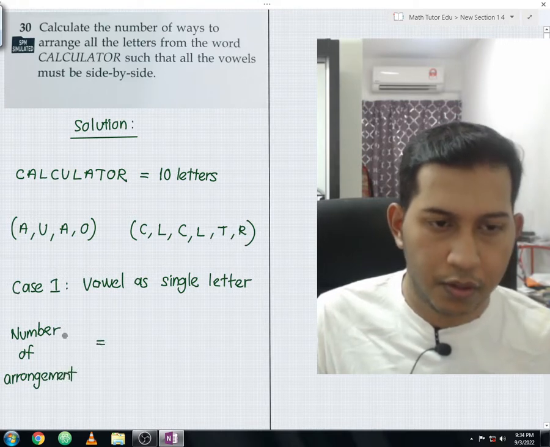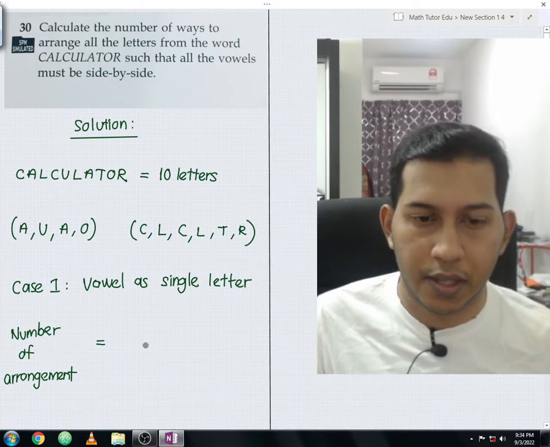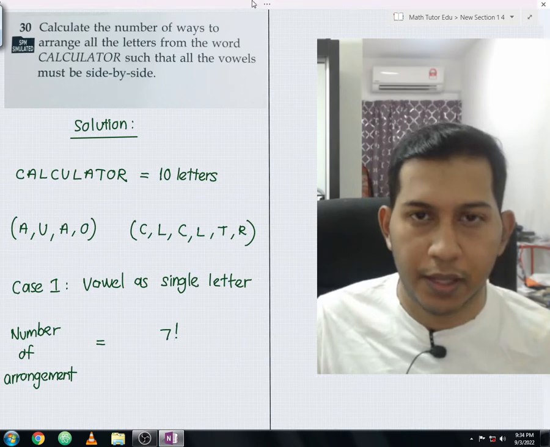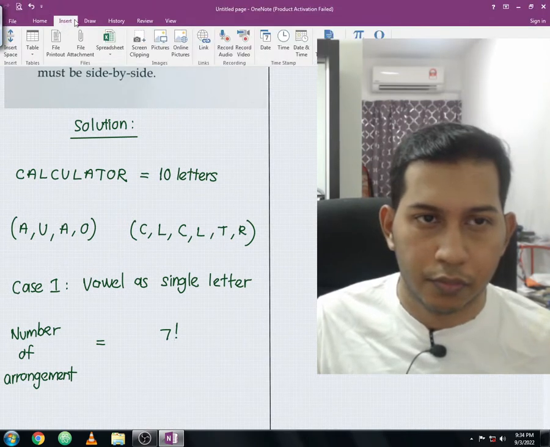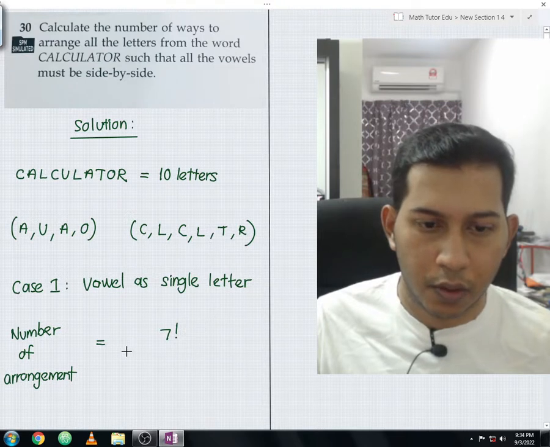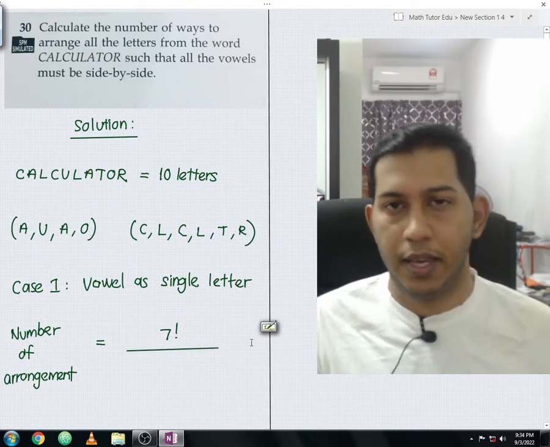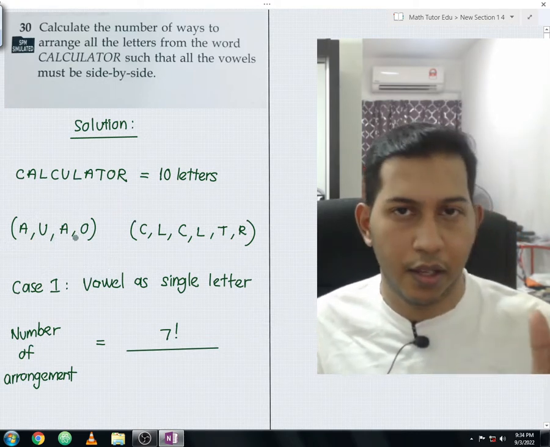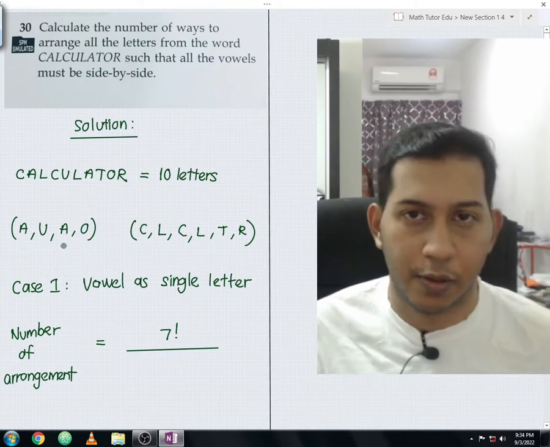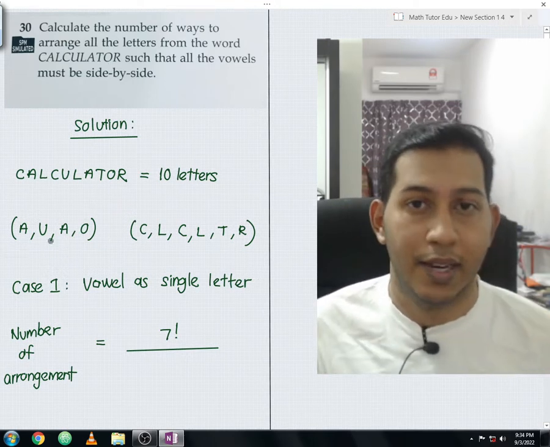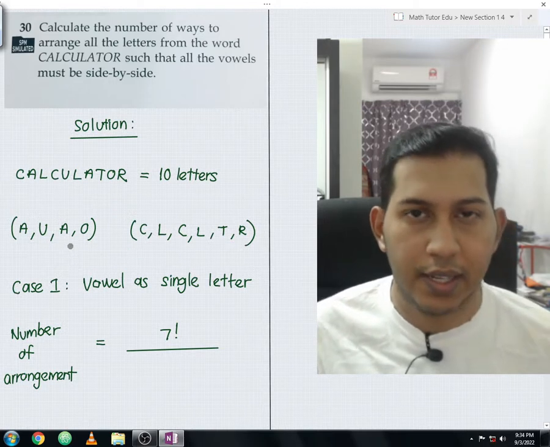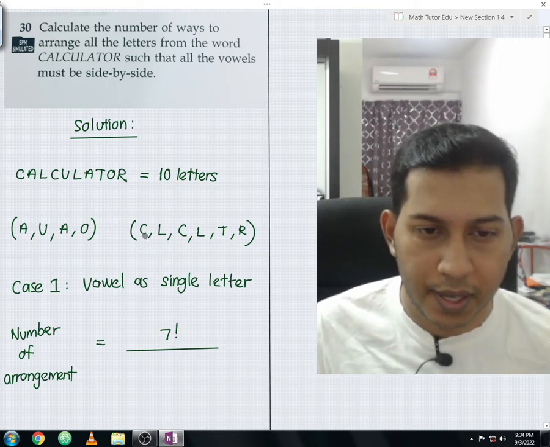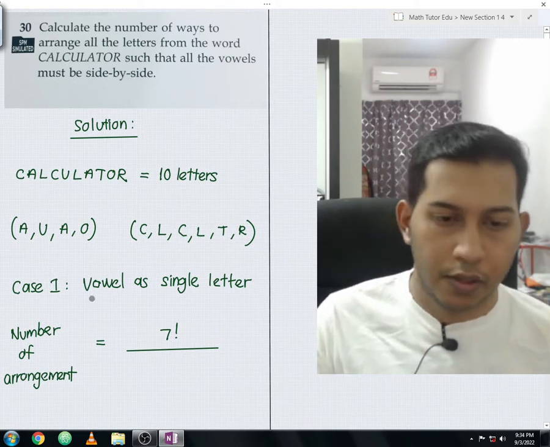it is equal to 7 factorial, since you have 1 plus 6 letters, and then you divide by the number of letters that are repeated. Since we are treating the vowels as a single letter, there is no repetition there. Sorry guys, I mentioned digit, it should be letter. Now take a look at the consonants. As you can see, letter C is repeated 2 times, so you can write here 2 factorial.